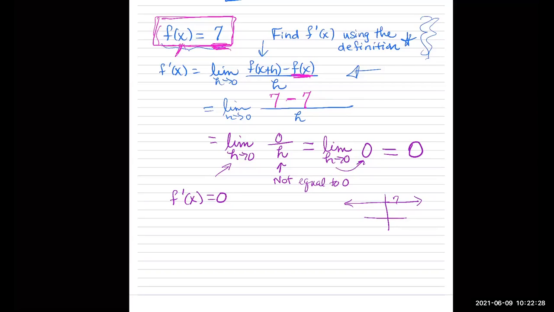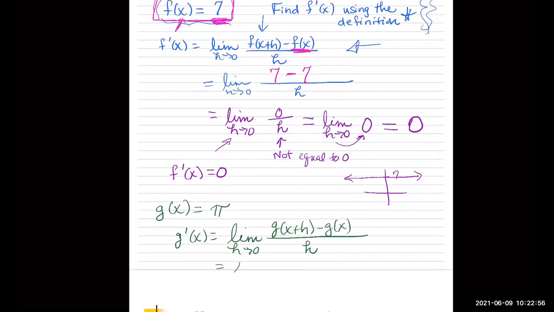Now what I want you to notice is there's nothing special about it being f of x equals 7. If I started, let's say, with g of x is equal to pi, and we use the definition, we would say the limit as h approaches 0 of g of x plus h minus g of x over h.